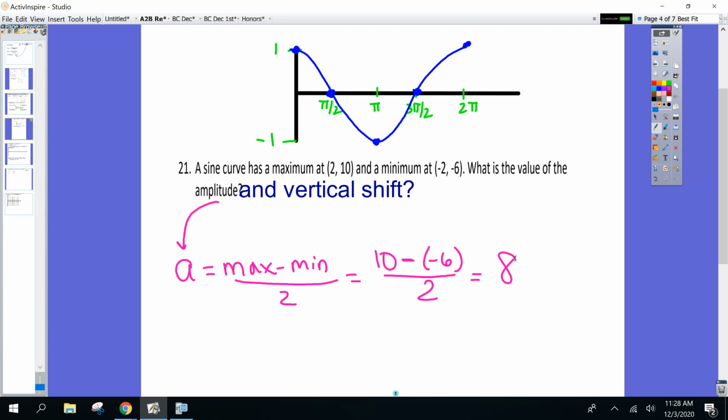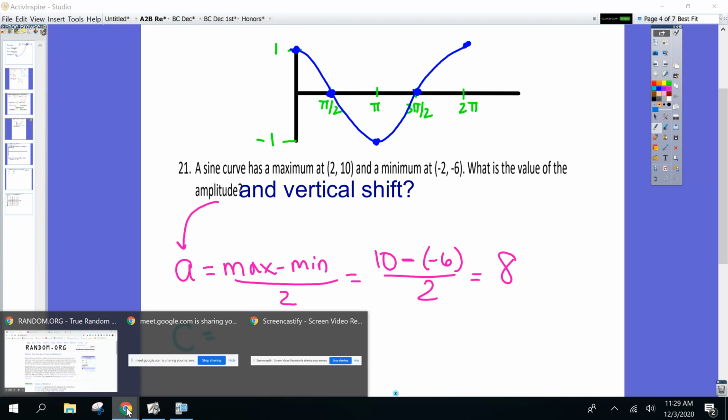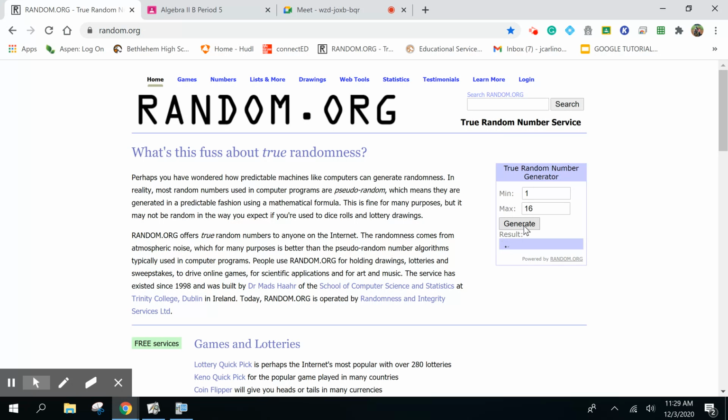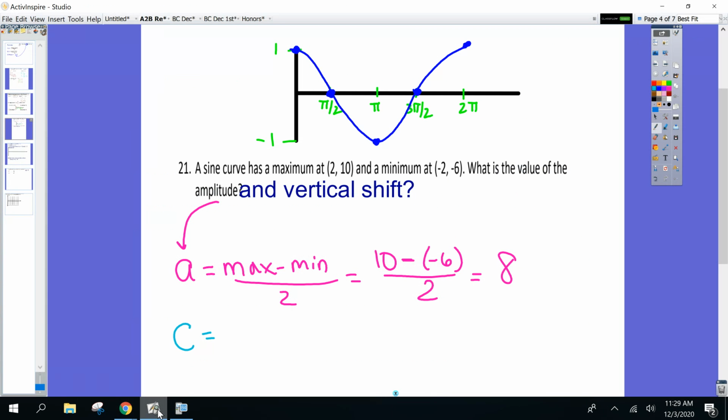Good job, Colin. And what about my shift now? Vertical shift, also known as the C value. Kian, here we go. C value. Gave it to you at the beginning of class today. How do you find it? Max plus min divided by 2.